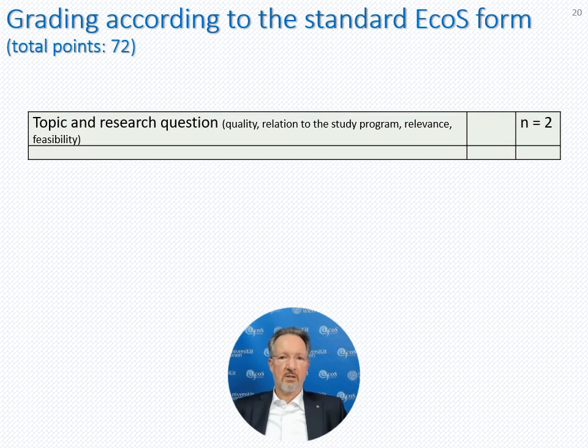Last but not least, here's our grading form. You get only 2 points for finding a good topic and research question. N is 2, right? So you get a maximum of 2 points, a minimum of 0. As I mentioned right at the beginning of this talk today, the follow-up effects will be relevant for all the other categories here as well. So it's not only 2 points, it's much more. But formally, it's only 2 points.